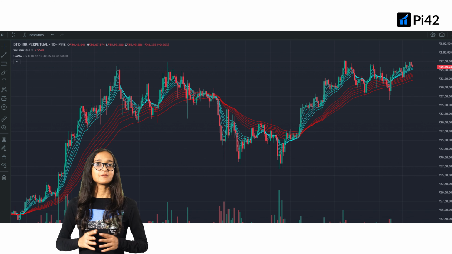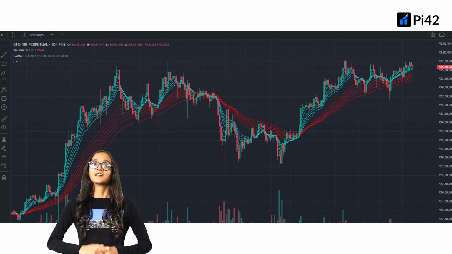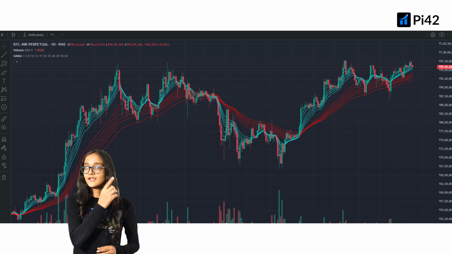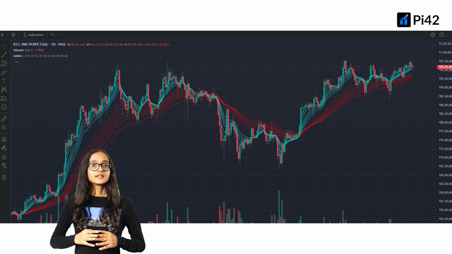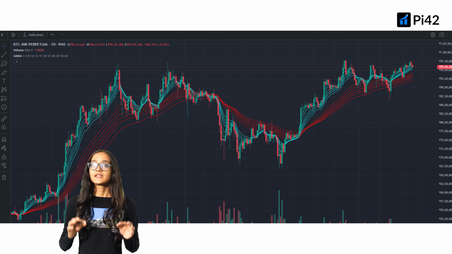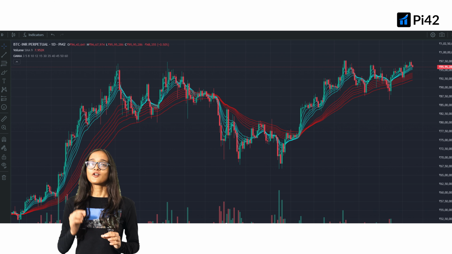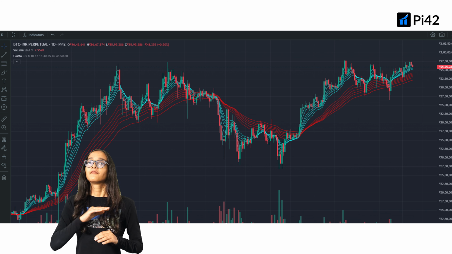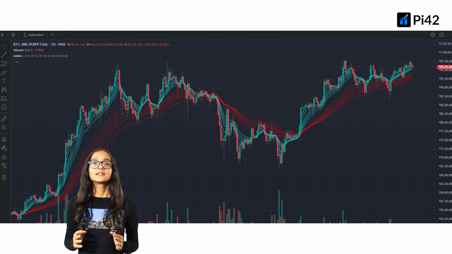So, how to read GMMA? Here is what to look for. When the short-term EMAs are above the long-term ones and spreading apart, the market is in a strong uptrend. And when the short-term EMAs are below and diverging from the long-term, that signals a strong downtrend. If both groups are close together or flat, it usually means the market is ranging or uncertain, not a great time to enter.